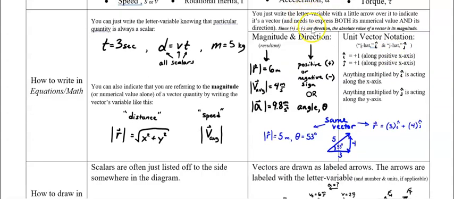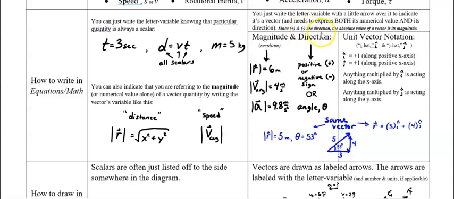So how do you write a vector? You just write the letter variable, but to indicate that we're talking about a vector here, you put a little arrow over it, and that indicates it's a vector. And if we have that, then we're going to have to show both the number value, its magnitude, and its direction. One way we often indicate the direction is to let the answer be positive or negative. If I'm going forward, positive. If I'm going backward, negative.